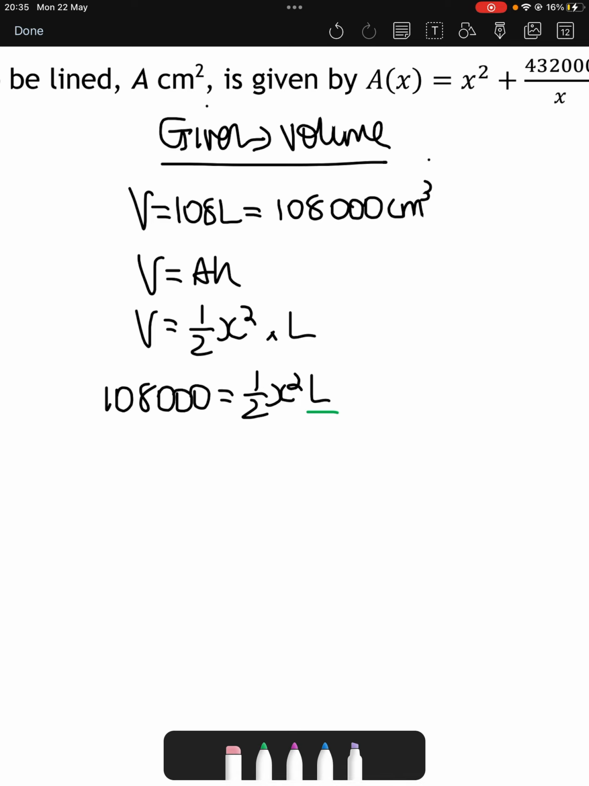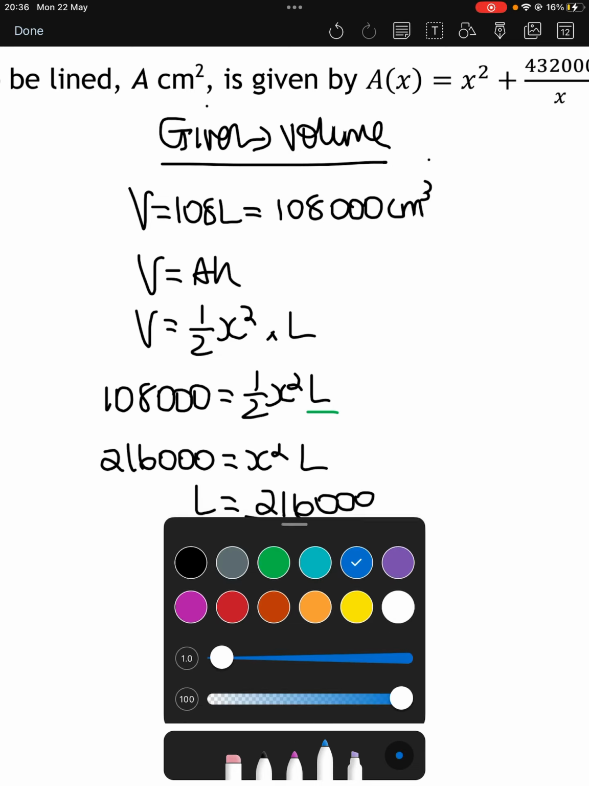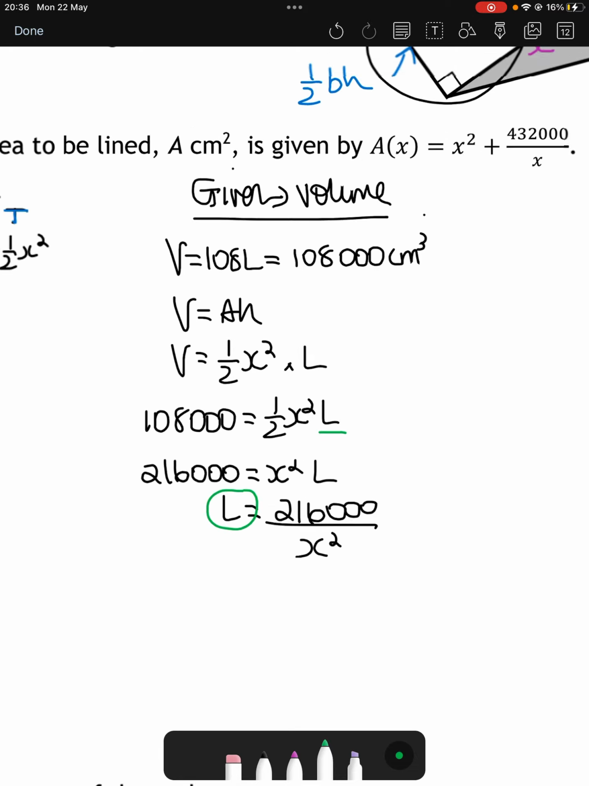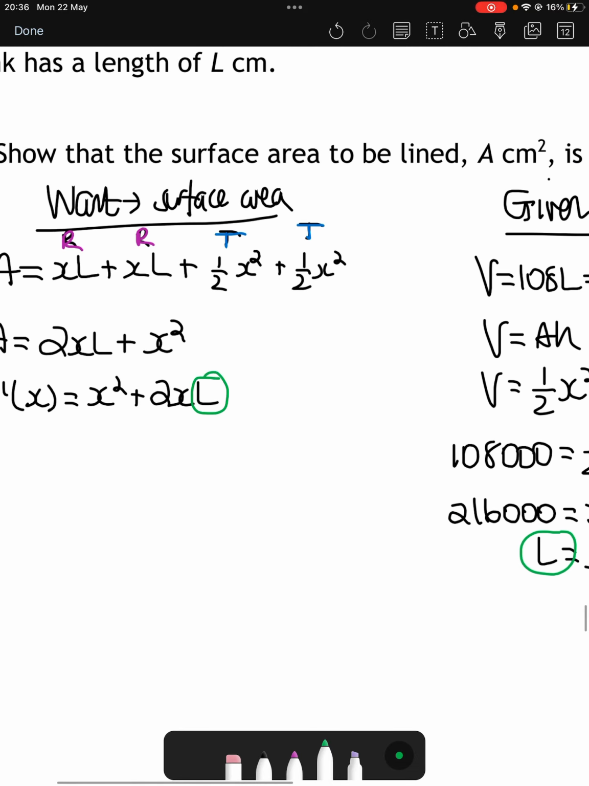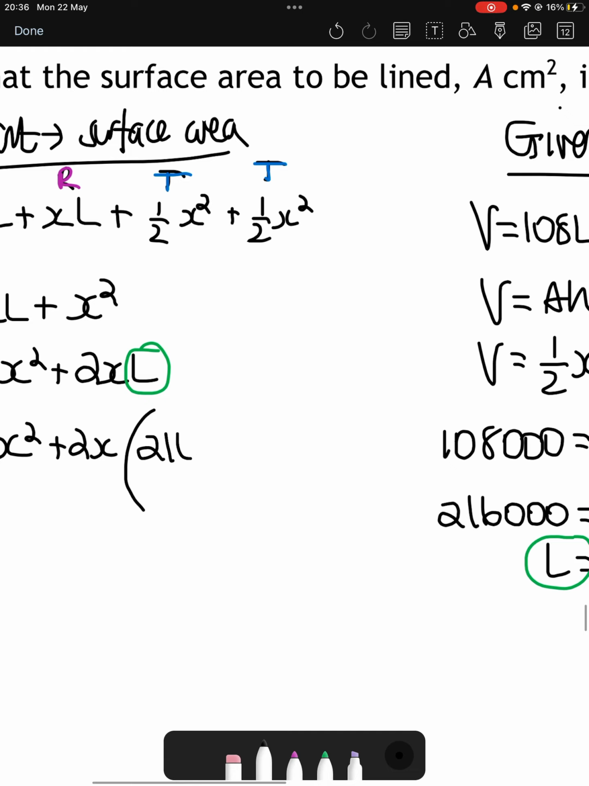So we're going to take the 2 up. So L is 216,123 over x squared. We better change the subject. Why is this important? Well, we know L and L. So what we're going to do is we're going to replace the L over here from the formula that we have with this 216,000 over x squared.